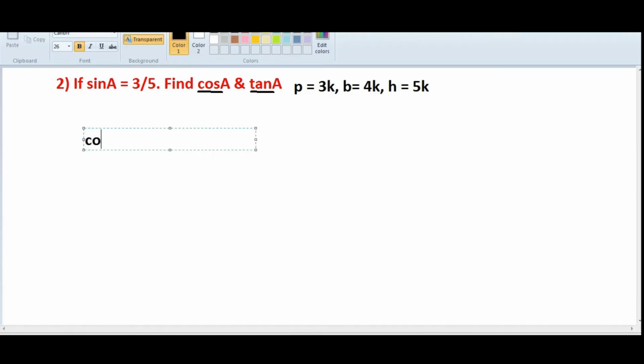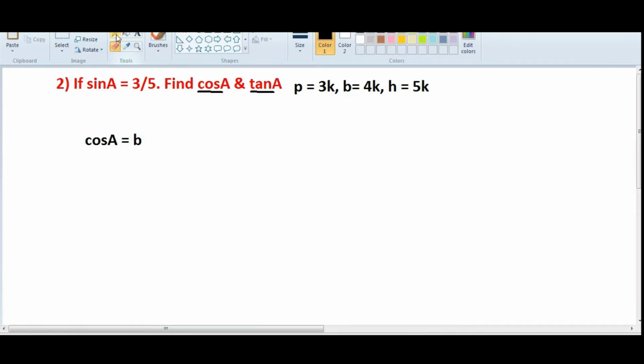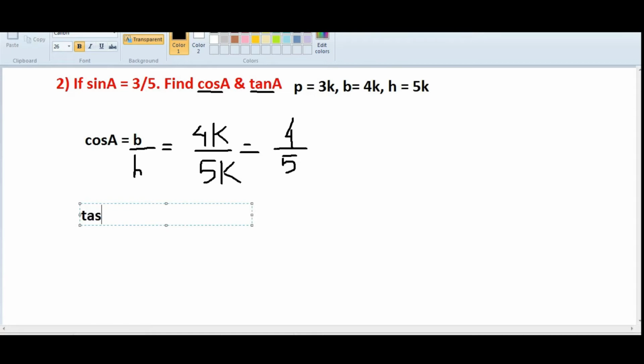What is the value of cos A? The formula for cos A is base by hypotenuse. So what's the value of base over here? It's 4K and hypotenuse is 5K. So K and K will cancel. You can see over here we don't need to worry about the value of K. K is just a non-zero constant that will easily cancel out. We don't need to know the exact value for it.